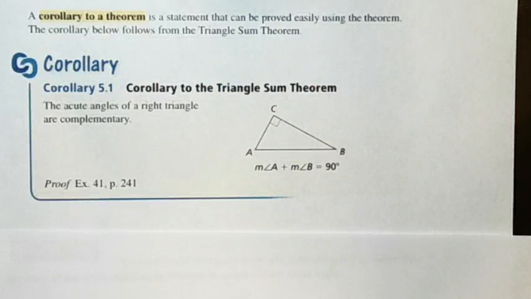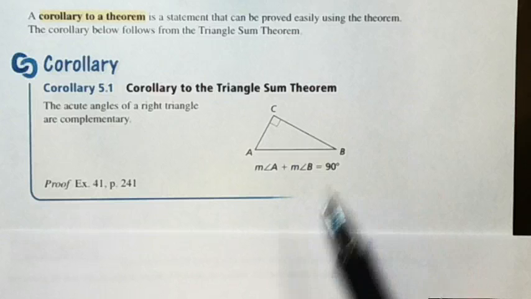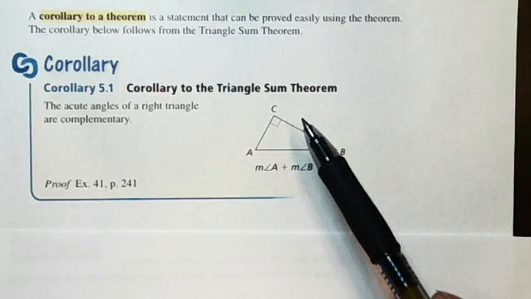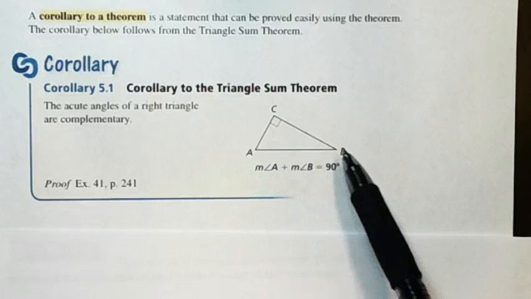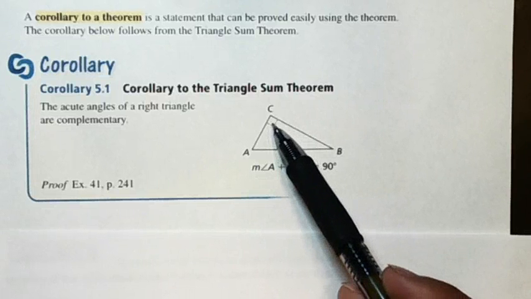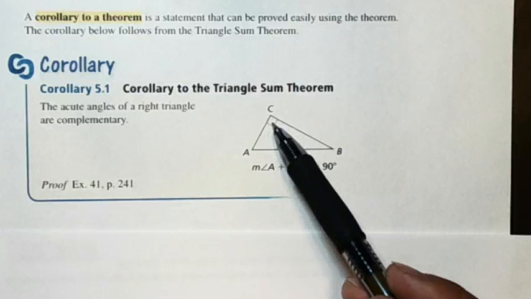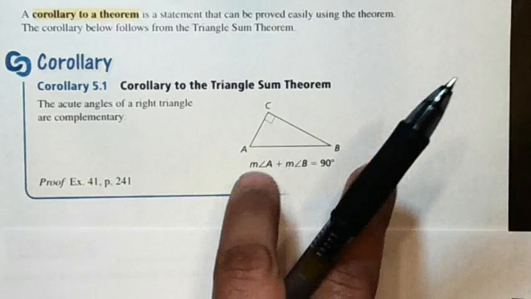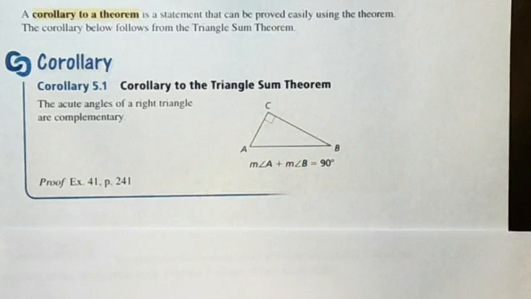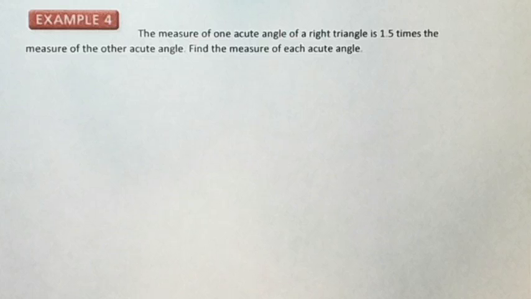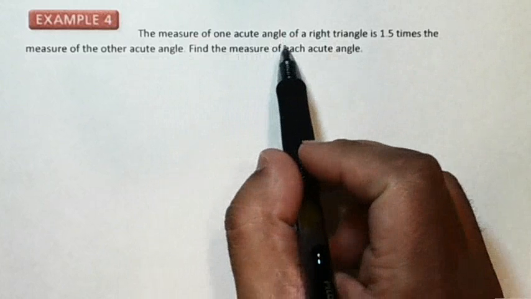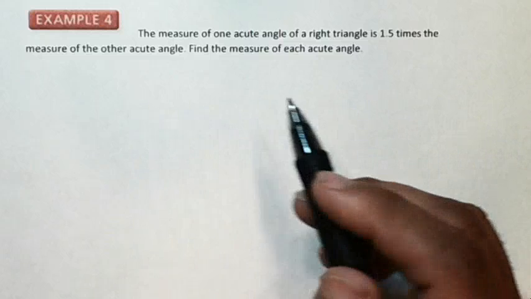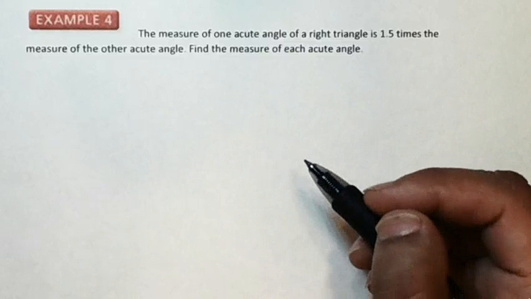Next we have what's called a corollary, and that's just an extra idea to a theorem. So if I know that all three angles inside of a triangle add up to 180, and I happen to have a right triangle, which means one of the angles is 90, then the other two, angle A and angle B, have to add up to 90, because 90 plus 90 would give me the 180. Alright, so using this corollary: the measure of one acute angle of a right triangle is 1.5 times the measure of the other acute angle. Find the measure of each angle.